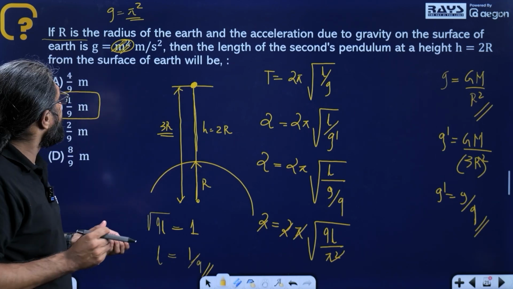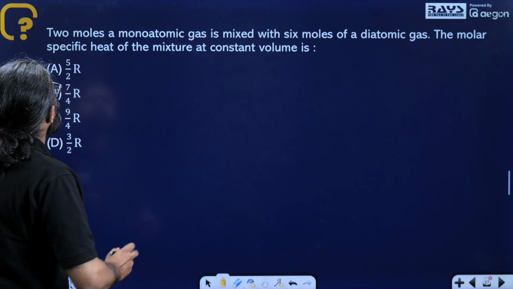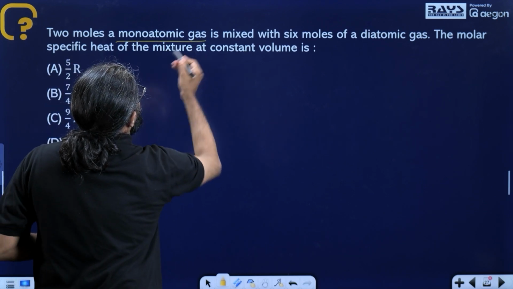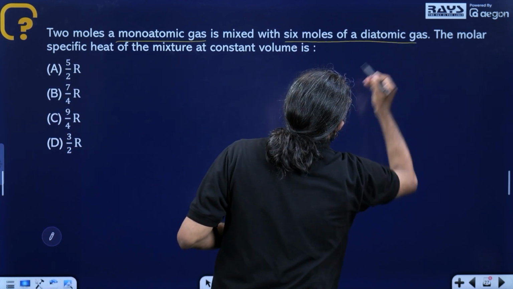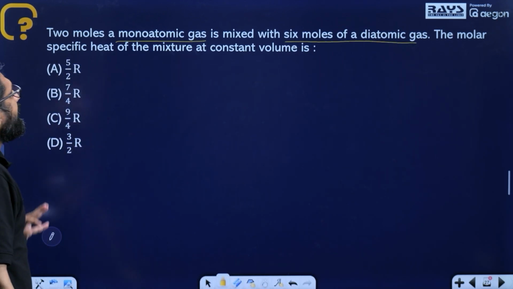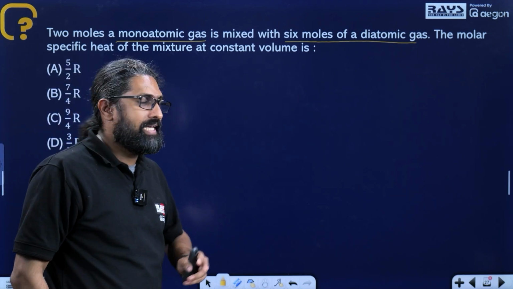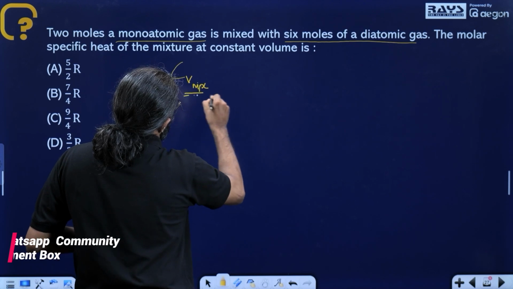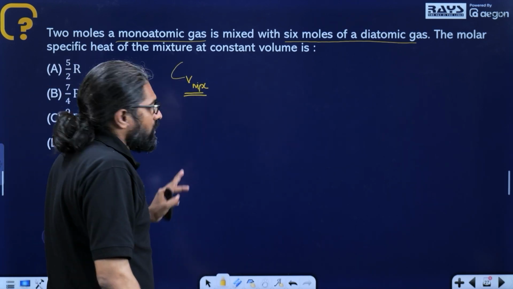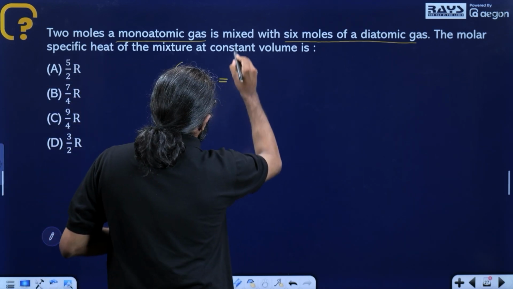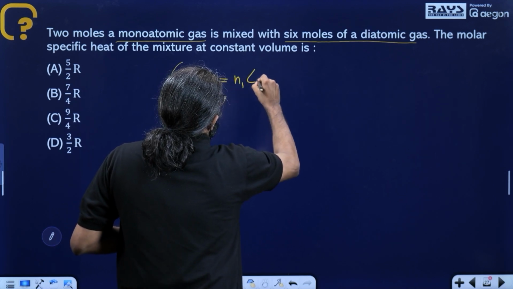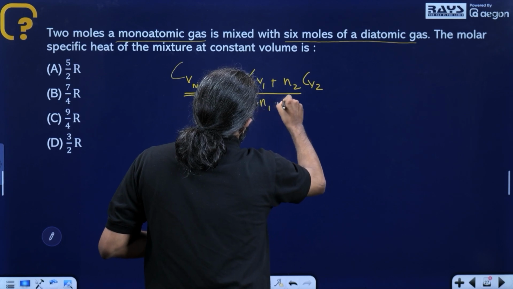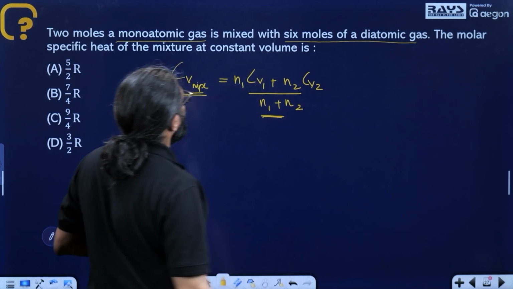Now, the next question. 2 moles of a monoatomic gas is mixed with 6 moles of a diatomic gas. The molar specific heat of the mixture at constant volume is. Now, what you need to find out is basically CV of the mixture. CV of the mixture in this case can be calculated by using the standard formula, which says N1 CV1 plus N2 CV2 divided by N1 plus N2.